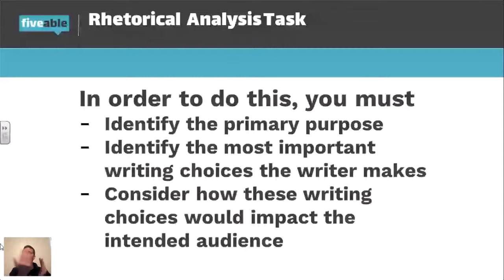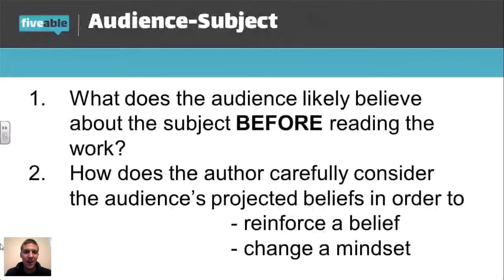And again, let's talk about that audience and subject side of the triangle. I want you to think about this: what does the audience likely believe about the subject before reading the work? And how does the author carefully consider the audience's projected beliefs in order to do one of two things?